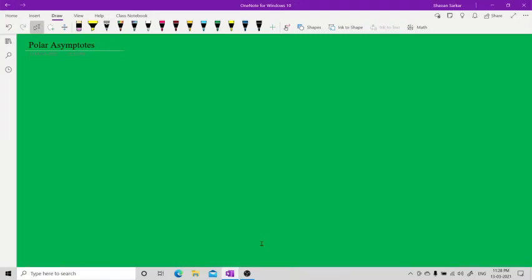Polar asymptotes. Now, till now, you have only seen x coordinates and y coordinates, and points here can be found out by x and y coordinates only.